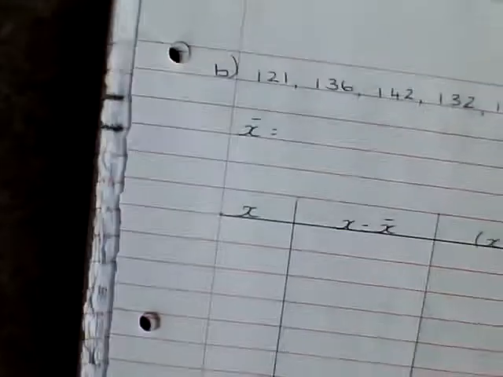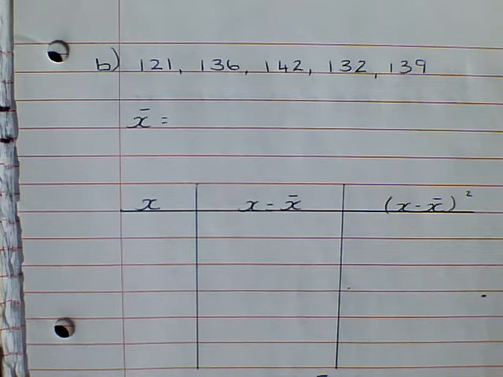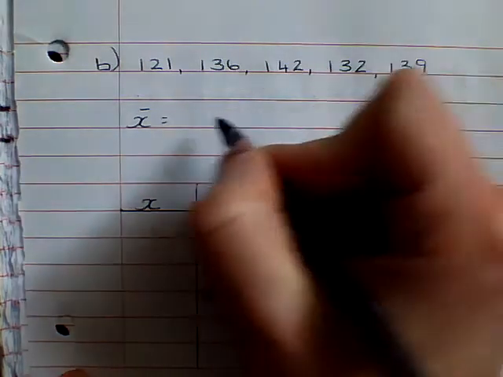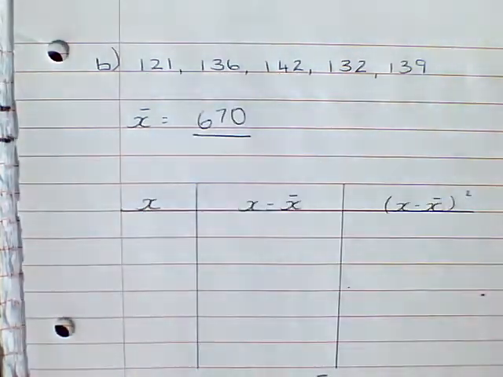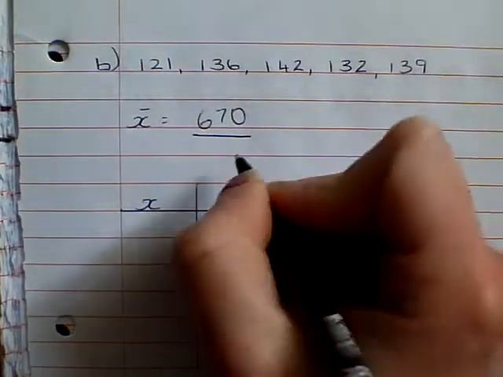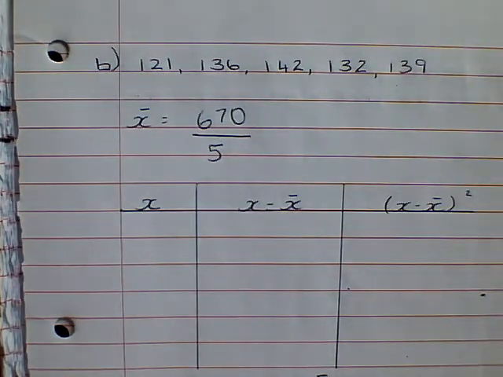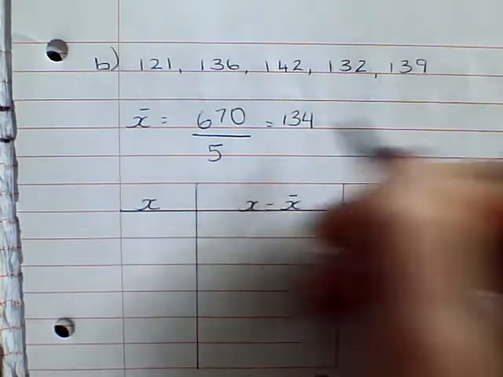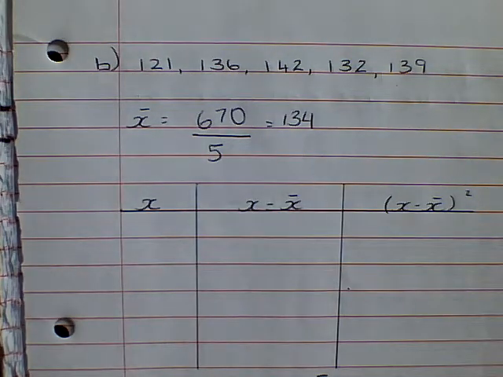We'll do another one, this time with some bigger numbers. So first thing we wish to find is the mean. So we add up all those numbers, all the data that we've got. 121, add 136, add 142, add 132, add 139. And I've got 670, and there is 1, 2, 3, 4, 5 numbers. So the mean is 134. Apologies for my hair there.